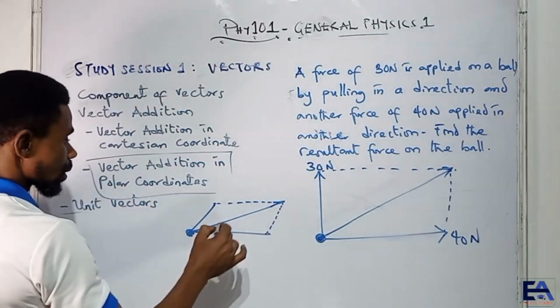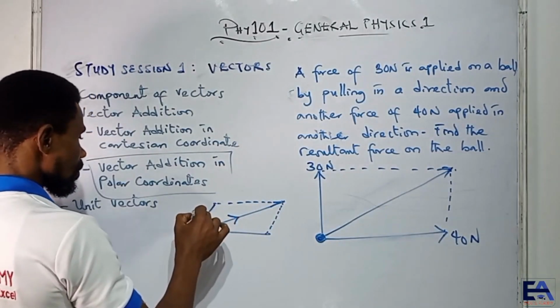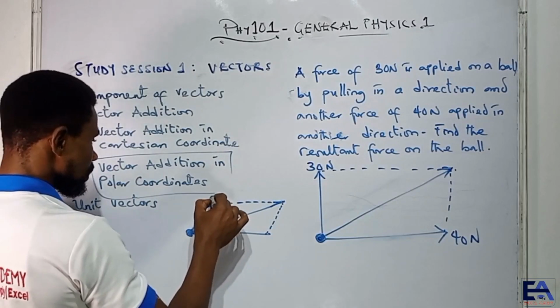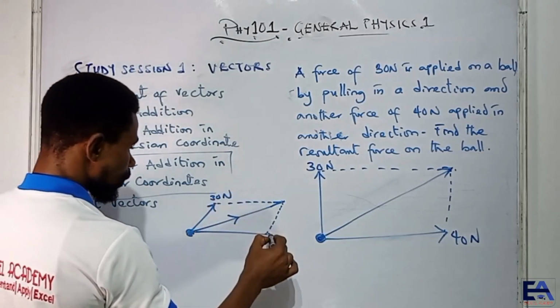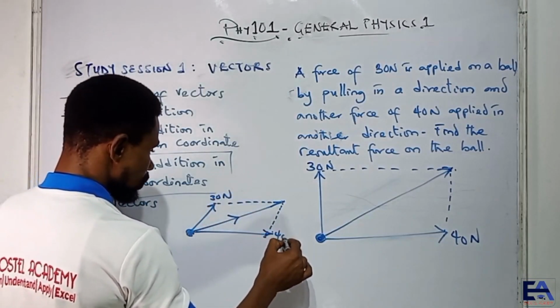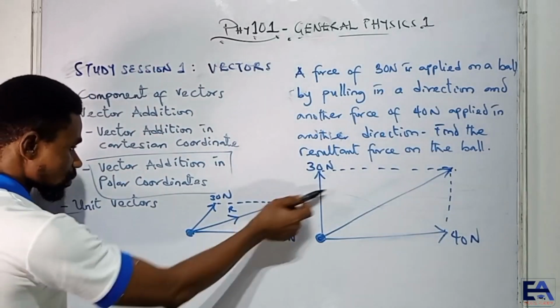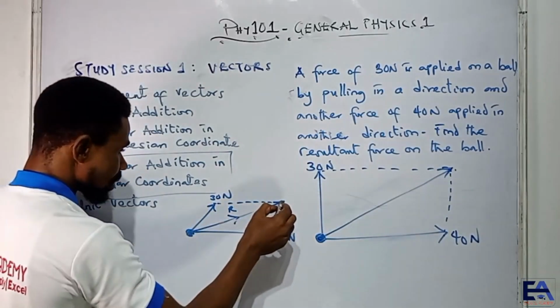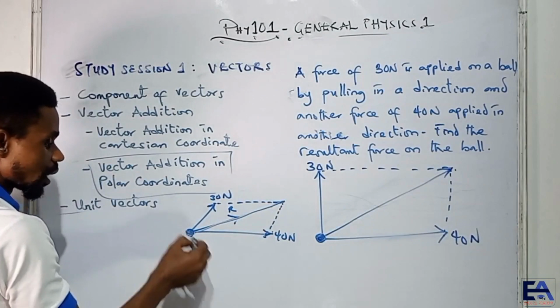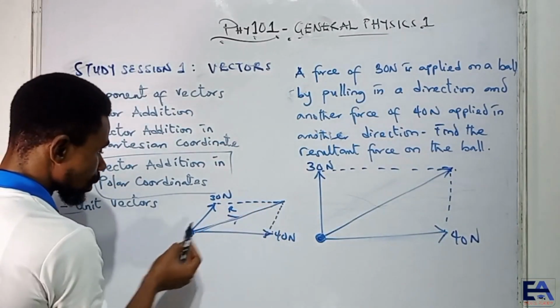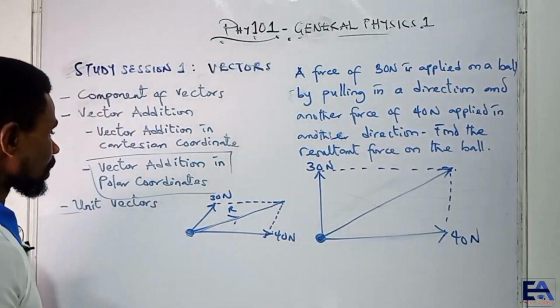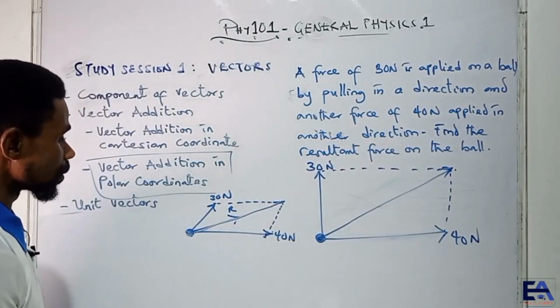Okay, so this is the force of 30 Newton, the force of 40 Newton, and this is the resultant force. The resultant force is represented by the diagonal line that passes through the point of impact. Okay, this is the parallelogram law of vectors.